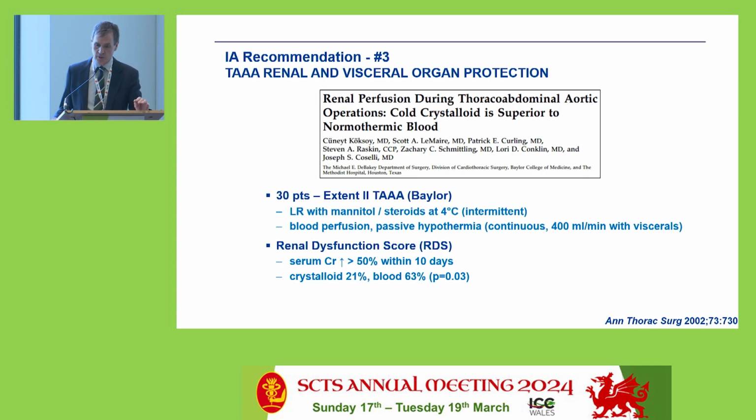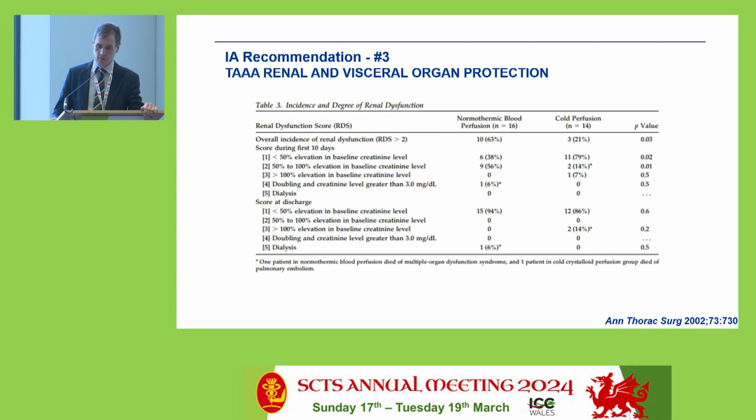They used a renal dysfunction score using a serum creatinine rise of more than 50% within 10 days as a criteria. Maybe that's pretty soft criteria for renal dysfunction. They did find more renal dysfunction with the blood than the crystalloid group. But when you look at the bottom half of the table, score at discharge, there were 2 patients in the cold perfusion group that had a double rise in their creatinine level compared to 1 in the normothermic blood group that had dialysis. So I'm not sure you could definitely say that one is better than the other.